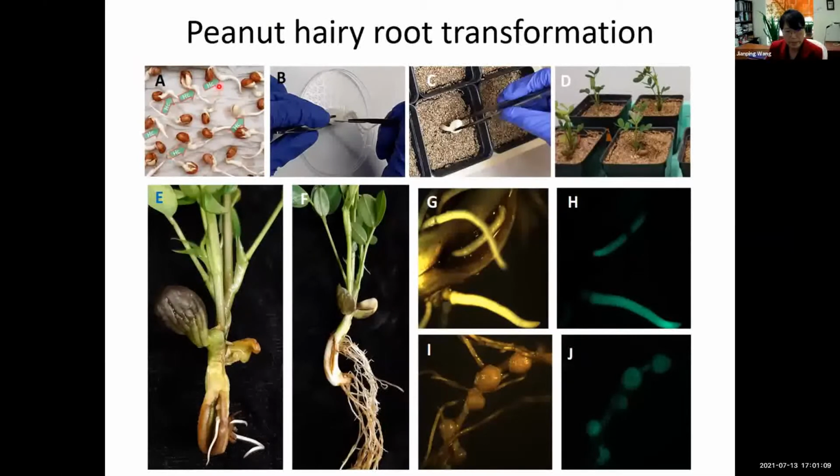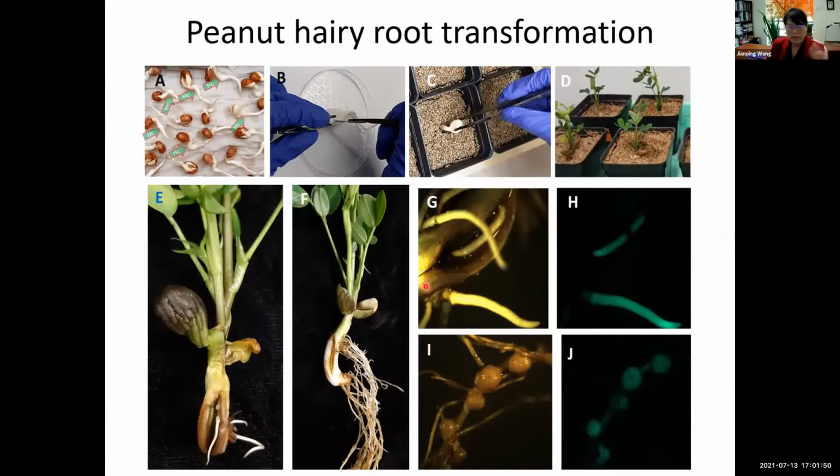And for the plant transformation, we have the peanut seeds germinated for 6 to 7 days. And then at the hypocotyl region, we make a cut and inoculate with Agrobacterium rhizogenes carrying the construct, and then we grow them in vermiculite. After about 2 weeks, we can see the hairy roots are induced. And then we observe those under the fluorescent microscope. If they're fluorescent, it tells us the transformation is successful and they carry the vector.